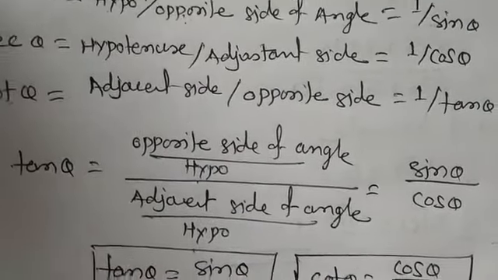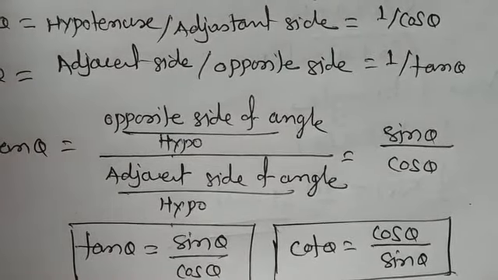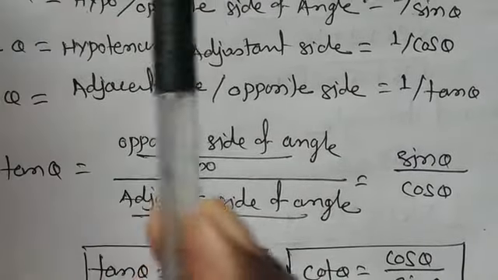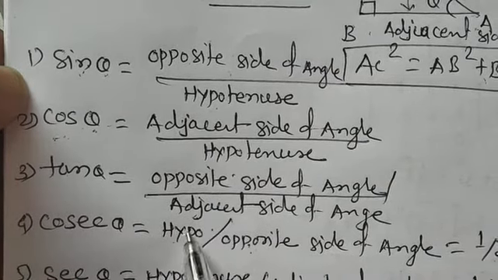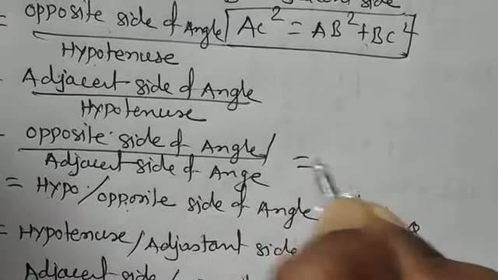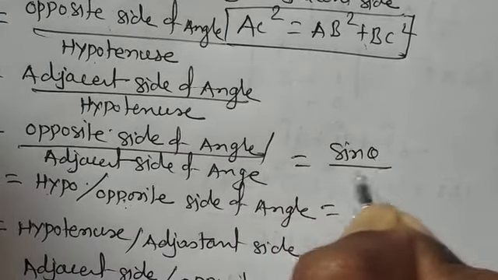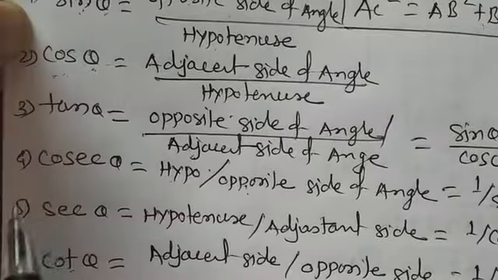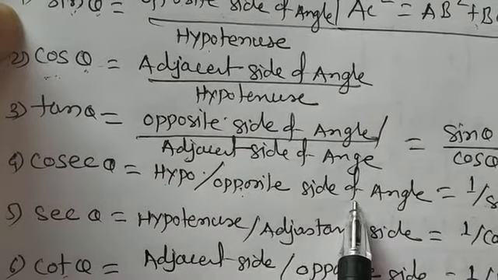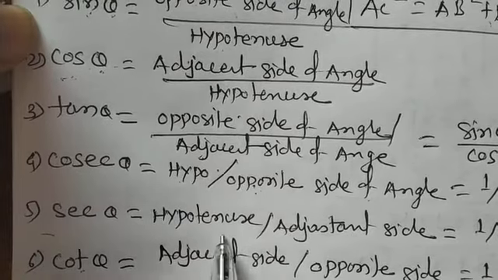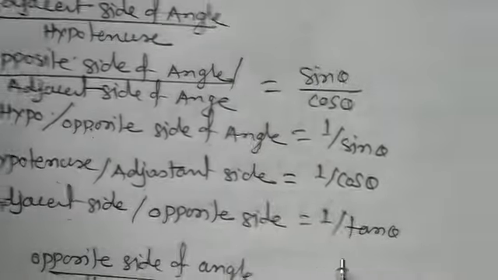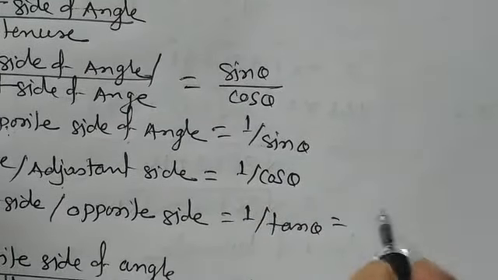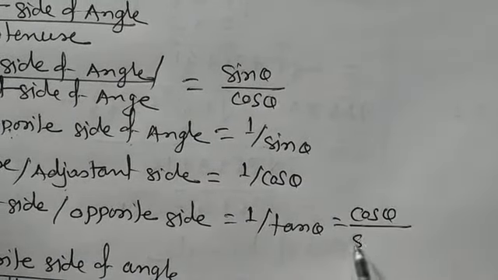These are the basic formulas you can learn now. Sine theta is opposite side upon hypotenuse. Cos theta is adjacent side upon hypotenuse. Tan is opposite upon adjacent, so I can write tan is sine by cos. Then cosec is hypotenuse upon opposite side of an angle, which is equal to 1 by sine. Sec is hypotenuse upon adjacent side, that is 1 by cos. Cot theta is adjacent side upon opposite side, that is 1 by tan, or cos theta upon sin theta.